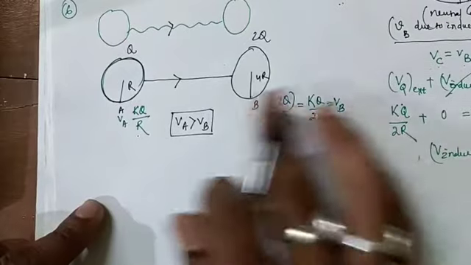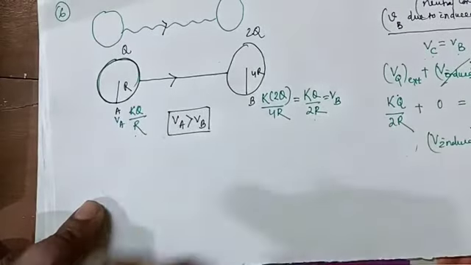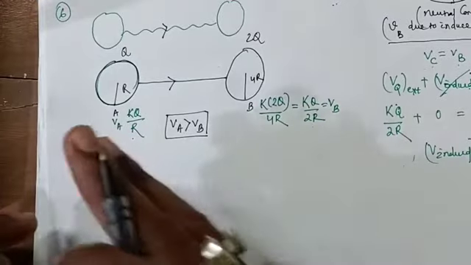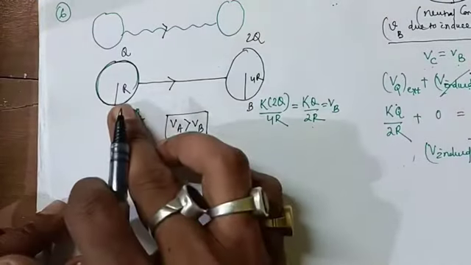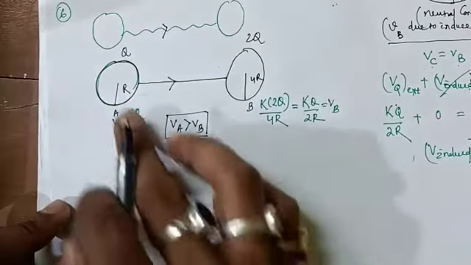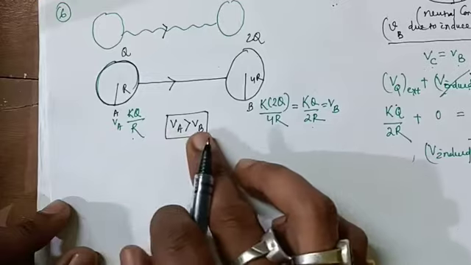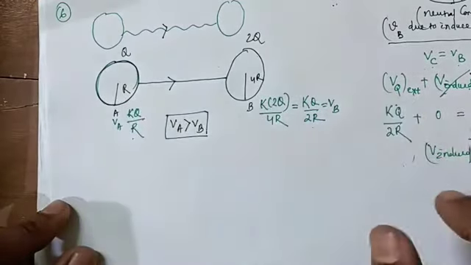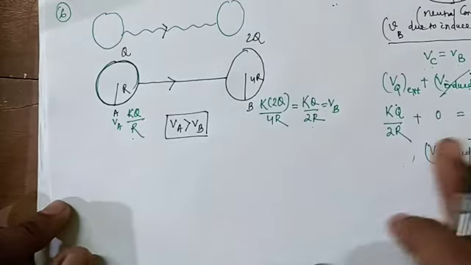How do we approach this question? This is the preliminary information a student must gather: charge flows from higher potential to lower potential. I will check the potential of each, and I will observe that the potential of A is greater than the potential of B, because the expression of potential for A is kq upon r, while here it is kq upon 2r.